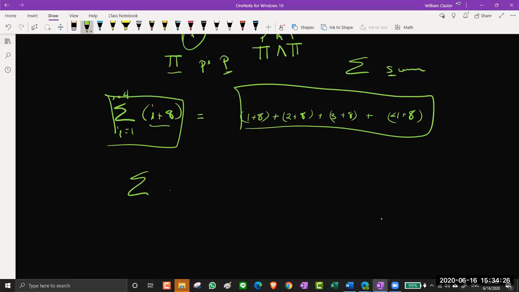Okay, let's try another one. Suppose we have this. So what does that mean? So first we put i equals 1, so we get 1 squared. Then we put i equals 2, we get 2 squared. Then we put i equals 3, we get 3 squared. And then what do we put in between? Plus. So that's what this means.